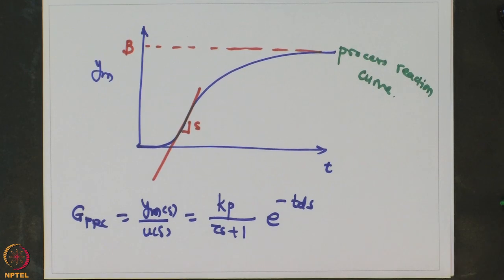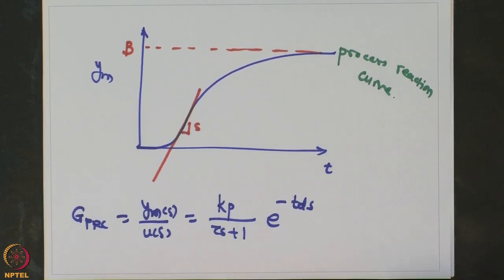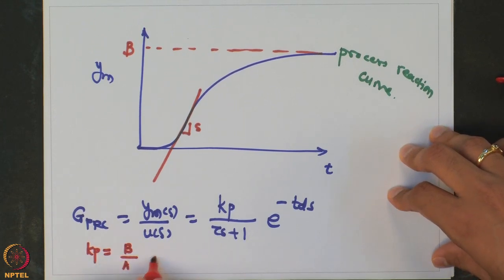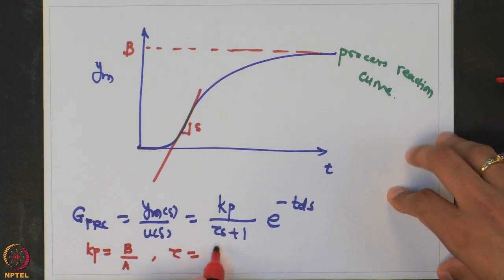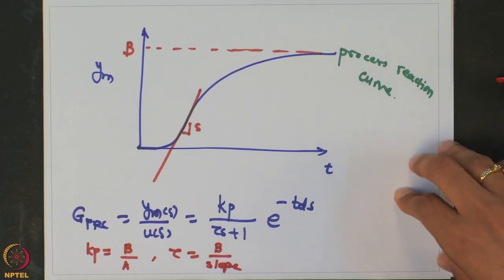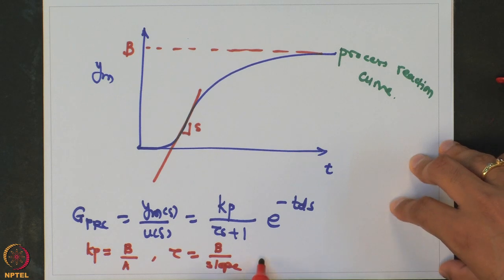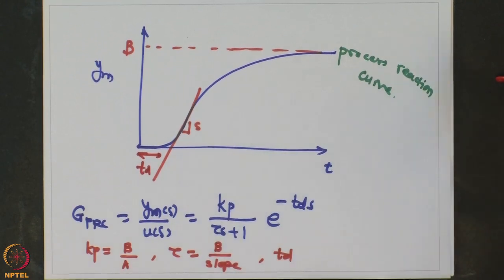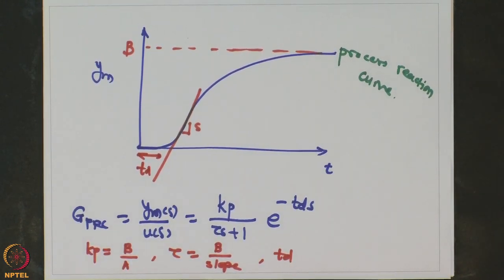And we have already seen how you convert this kind of response into a first order plus dead time model. You would know that in this case Kp will be equal to B by A, tau will be equal to B by slope, and Td will be equal to this. So from an actual response you can convert it into a first order plus dead time model.